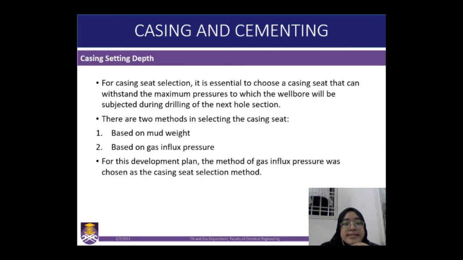For the casing seat selection, it is essential to choose a casing seat that can withstand the maximum pressure to which the wellbore will be subjected during drilling of the next hole section. There are two methods to select the casing seat. The first one is based on the mud weight, and the second one is based on the gas influx pressure. For this development plan, the gas influx pressure method was chosen as the casing seat selection method.